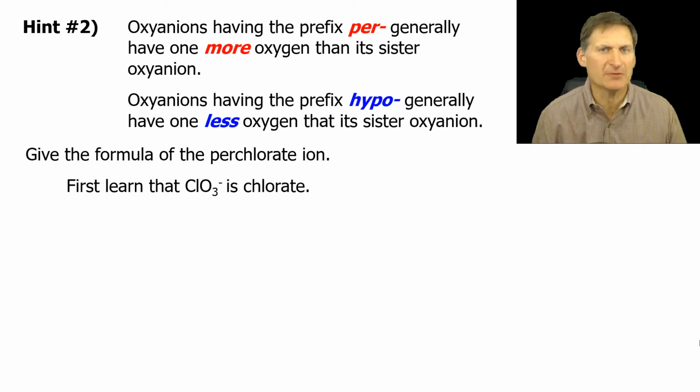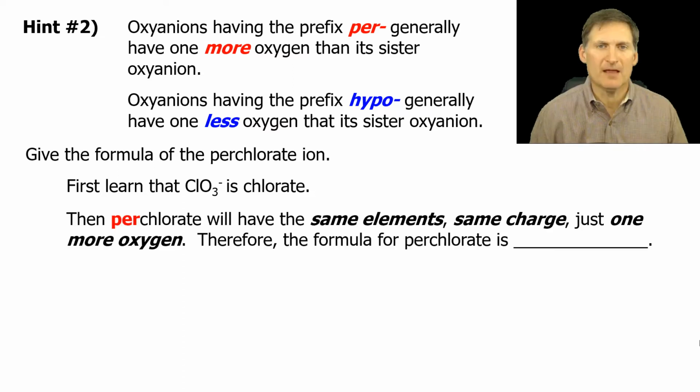First, put in the time to learn chlorate is ClO3-. Remember, the ones ending in "ate" and having no prefix like per or hypo are worthwhile learning first. Then hint number two tells us perchlorate will have the same elements, same charge, just one more oxygen than chlorate. Stop the video for a moment and write the formula for perchlorate in the blank.